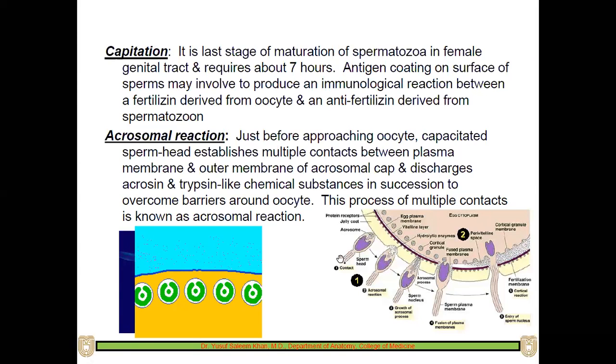So these are the two processes the sperm undergoes before fertilization. It has to undergo capacitation, then it has to develop multiple contacts for the acrosomal reaction. Once it is successful, the sperm head will enter. If you see here, the sperm head is entering. The tail remains outside; only the sperm head will enter.